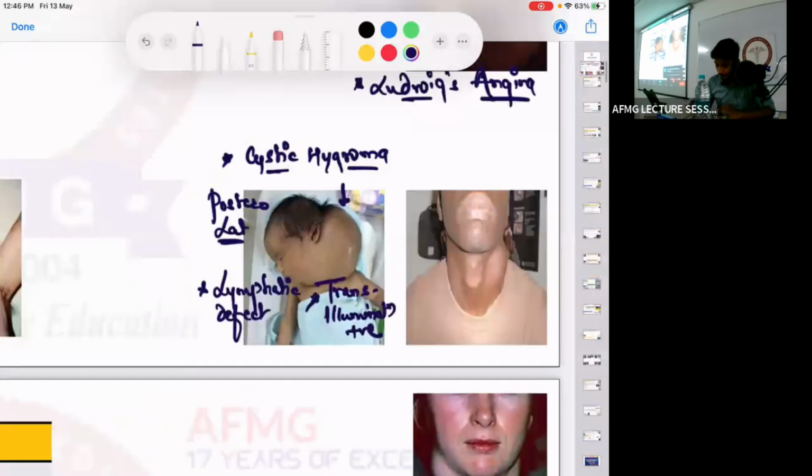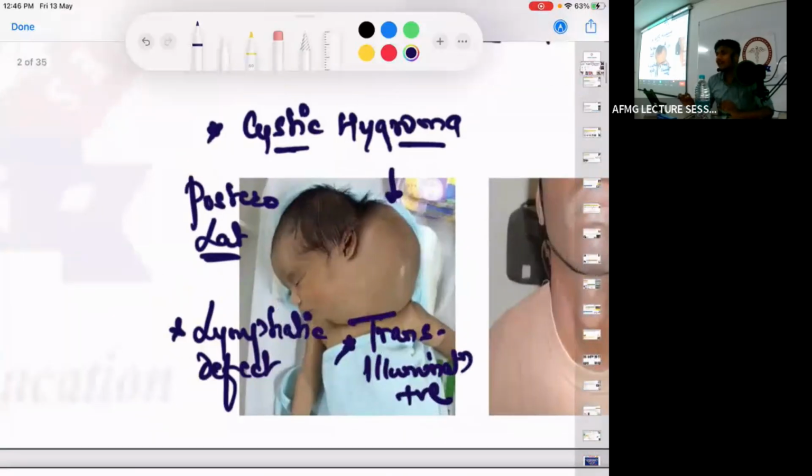Okay? So please remember, posterolateral neck swelling is due to a defect in the lymphatic transillumination, which would be cystic hygroma. And cystic hygroma is also a marker of some chromosomal abnormalities or aneuploidy. जैसे कि Down syndrome का marker हो सकता है cystic hygroma in a child.